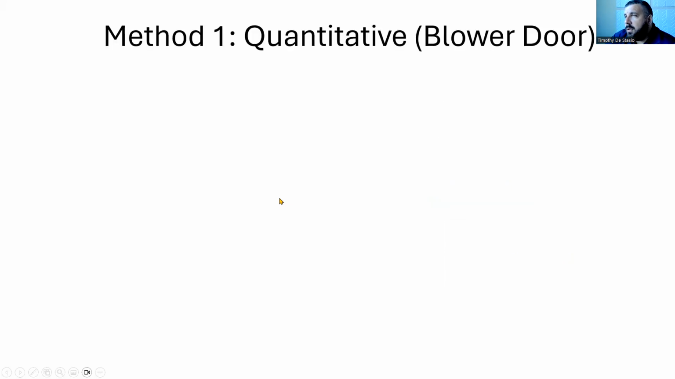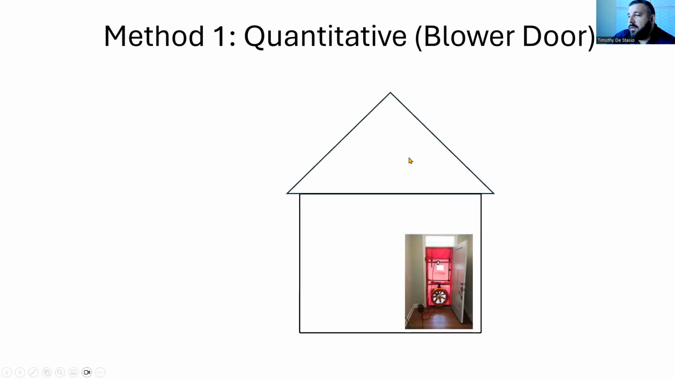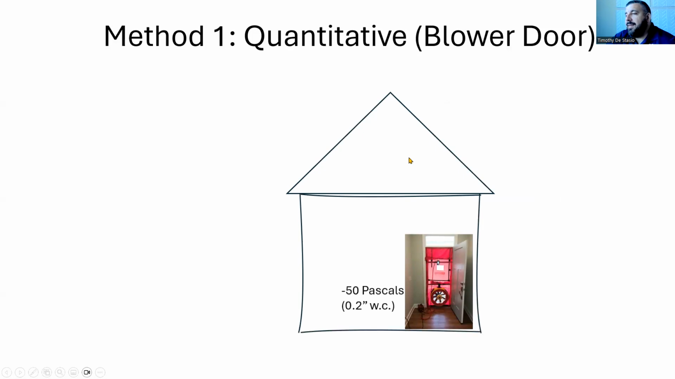So one way that we can measure infiltration, and just know that when we're measuring infiltration, it is sort of a wild guess. The more data that we collect, the more scientific that wild guess becomes, but it can still be a wild guess. So let's talk about quantitative. We're quantifying the infiltration. We have to use a blower door for this. So essentially a blower door depressurizes the house to negative 50 pascals, which is about 0.2 inches of water column. And then that really accentuates the leaks in the house, and we start pulling in air.